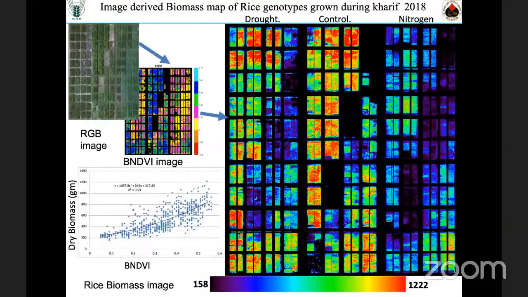And also before harvest, while the crop is standing, you can go for biomass yield predictions. You are able to do the biomass yield predictions not only for the purpose of yield prediction, but also to know, if there is drought, which genotype is still giving good biomass and good yield, and which genotype is not giving, even in healthy conditions. This is what I am talking about with respect to genotypes, but you can also talk in terms of farmers' fields.